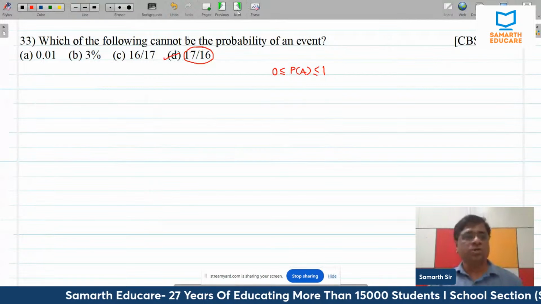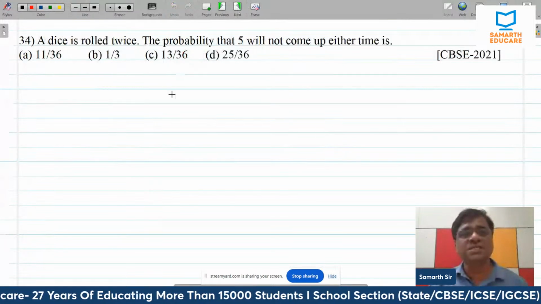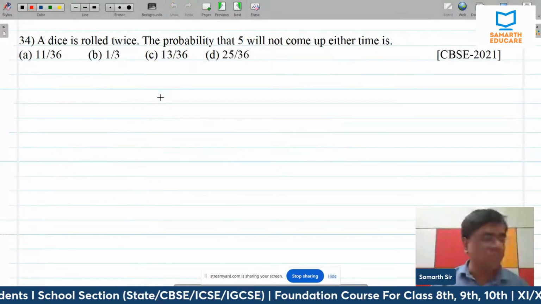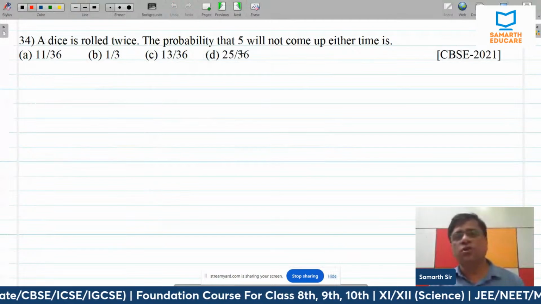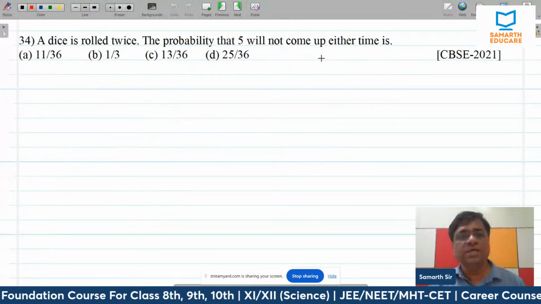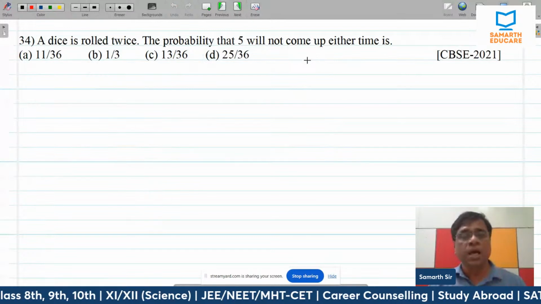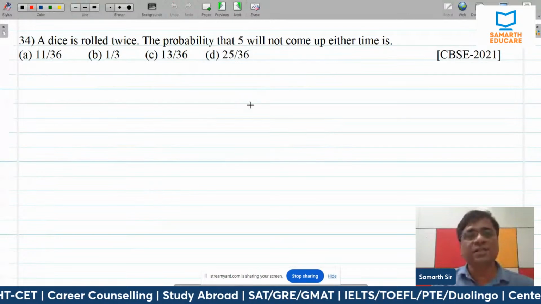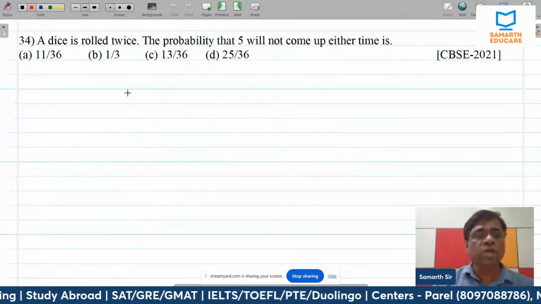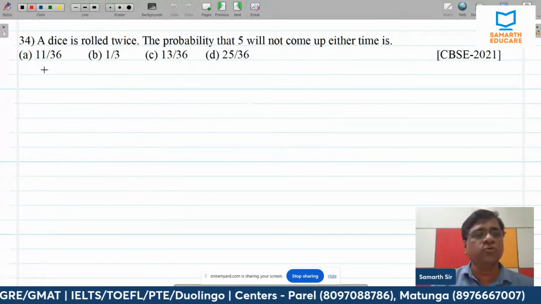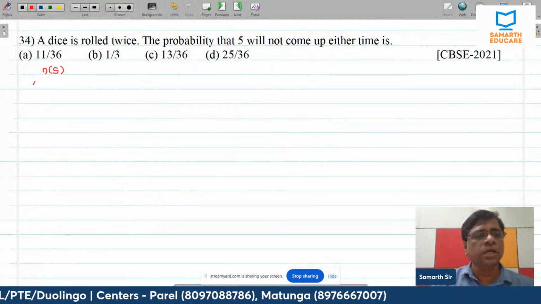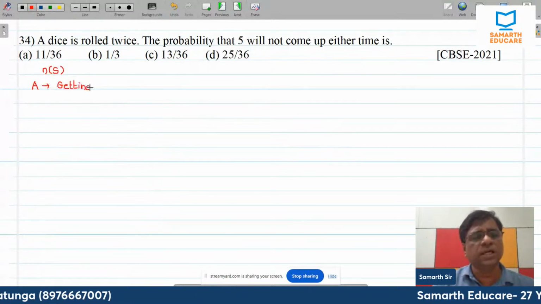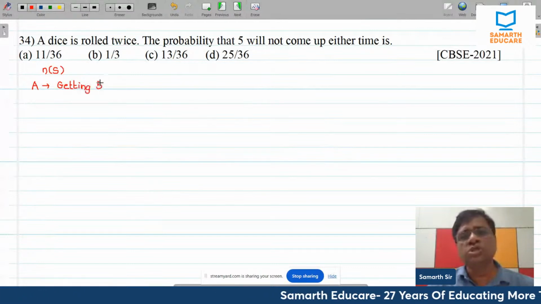All right. The dice is rolled twice. Remember, 36 points come: 1,1; 1,2; 1,3; 1,4; 1,5; 1,6 and so on. Now the probability that 5 will not come either time. If you remember, in the second class lecture we did, we found the probability of 5 there. So first we know n of S is 36. Now A is getting 5, at least one 5 should come. Once again, what I have been asked is that 5 should not come.